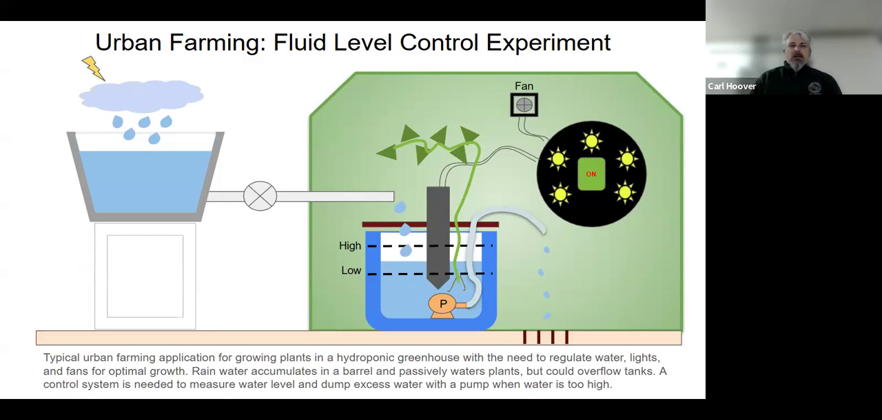Picture a greenhouse. Urban farming is the concept. And in this greenhouse, there's a tank that has water. Water is being filled in from this rain barrel that's passively dripping water in. And we would like to regulate it. If the water gets too high, we want to be able to pump some extra water out. We want to be able to have this tank be able to grow plants, a hydroponic garden. We also want to simulate environmental controls such as a fan and then lights for greenhouse growing.